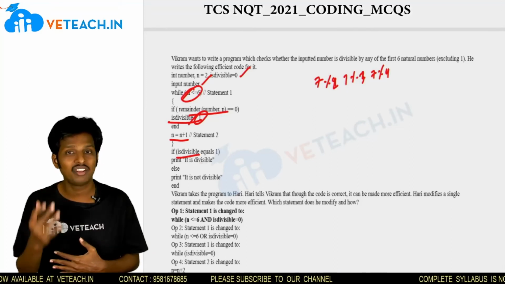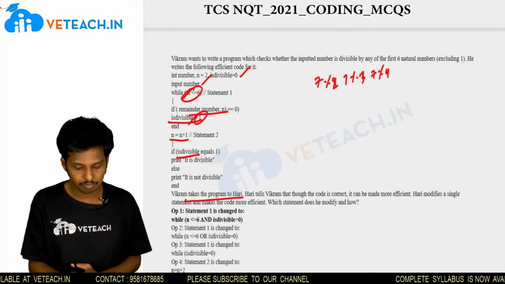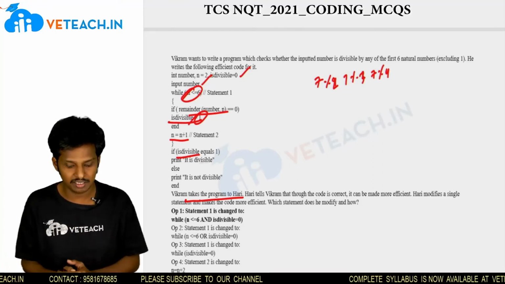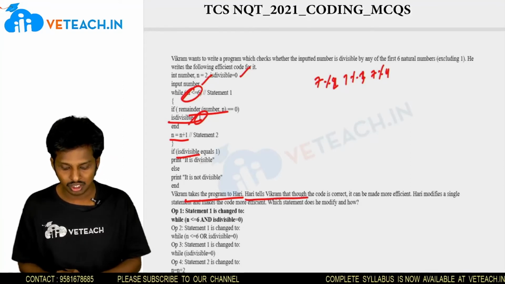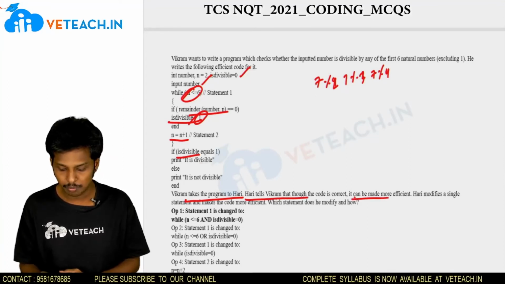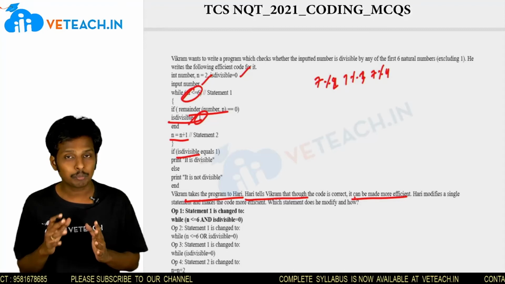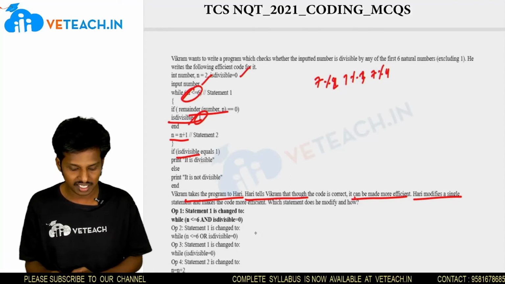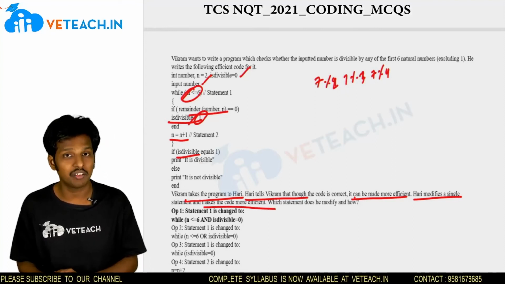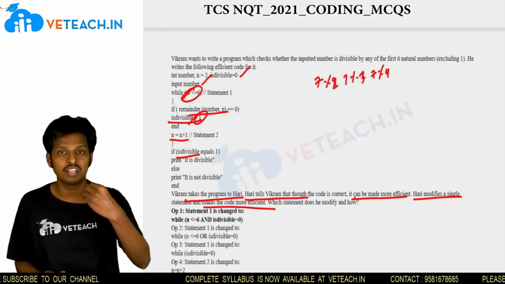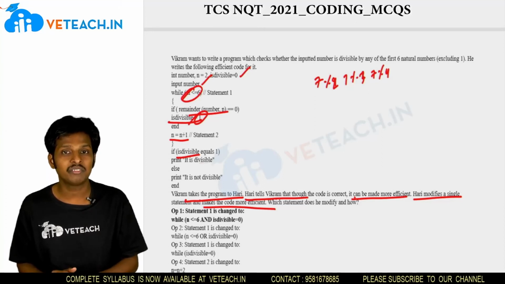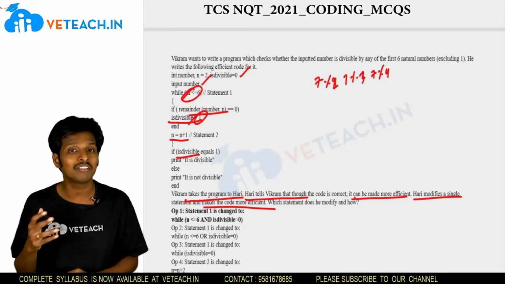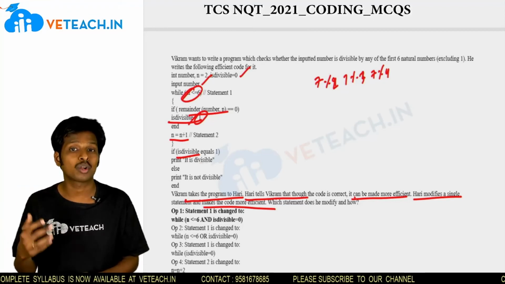Now the other way of asking the question is, Vikram takes the program to Hari. He has taken this program to Hari, and Hari tells Vikram, though the code is correct, it can be made more efficient. Even though the program that we have written is correct, it can be made more efficient. Now Hari modifies a single statement and makes the code more efficient. Now Hari has done a small modification to the program that was written by Vikram.